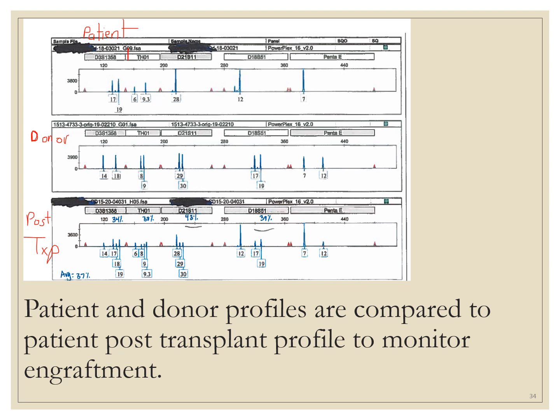Each one of these is a different loci. For example, for TH01, the patient was 6 and 9.3, and the donor is 8 and 9. Then post-transplant, you can see the patient has a little of everything. So we do a calculation and see that they are 38% donor. We want to see them transition 100% to donor after transplant.